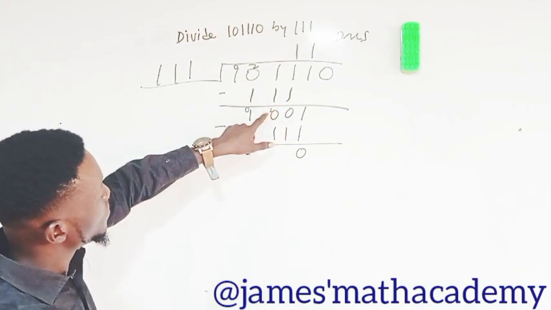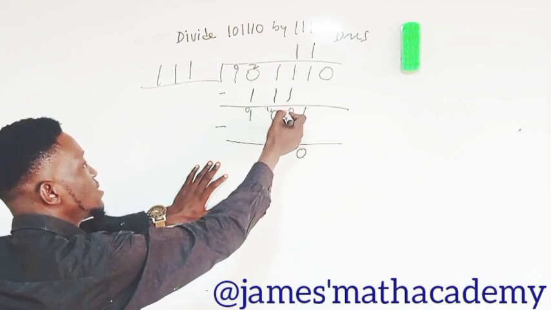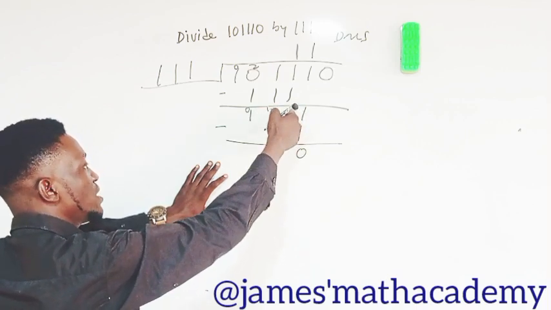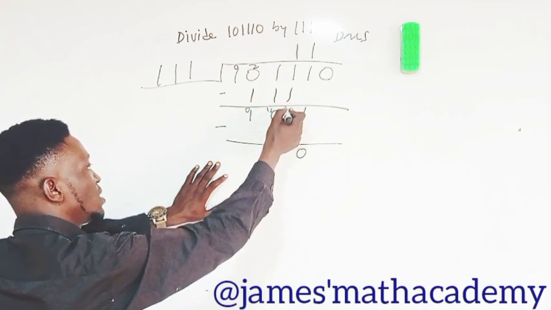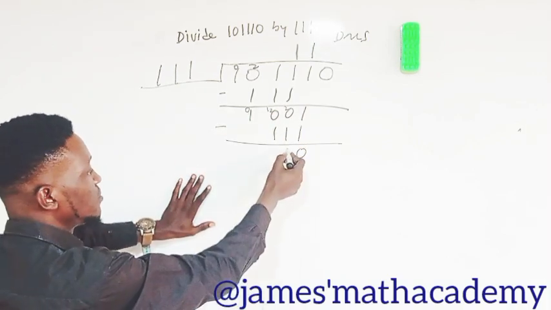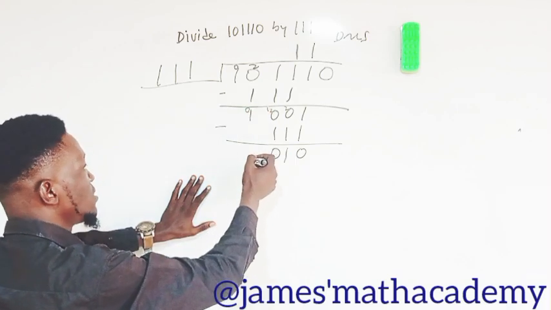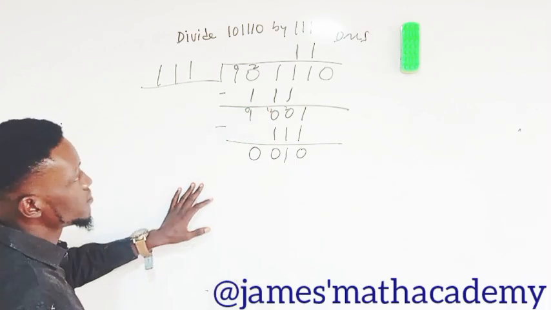Definitely I still want to borrow from this 2. So if I borrow from this 2, the 2 will reduce to what? To 1. So this one will be 2. So 2 plus then that 0 will become what? 2. Okay. So 2 minus 1 is 1. So 1 minus 1 is what? 0. And this is what? 0. Okay.